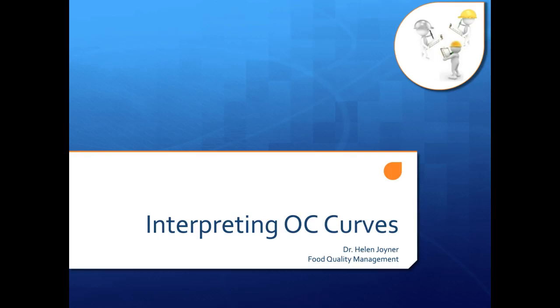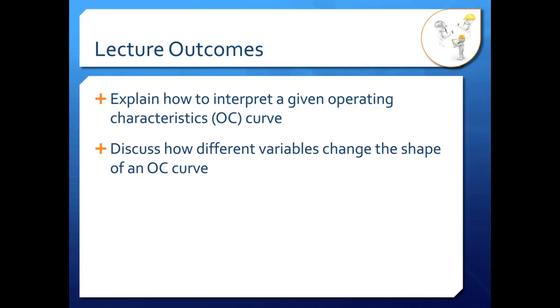We've looked at the general properties of operating characteristics or OC curves. We looked at how to construct them, but what exactly do they mean? Let's take a look at how to interpret OC curves. In this video, we'll look at how to take a look at an OC curve and figure out what it means, and then also look at how different variables change the shape of an OC curve.